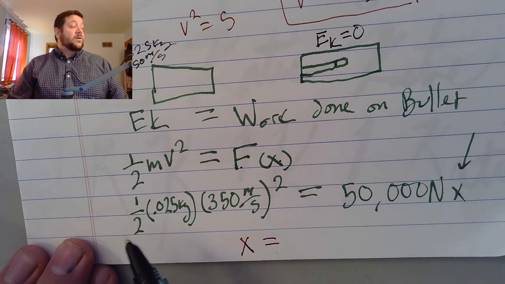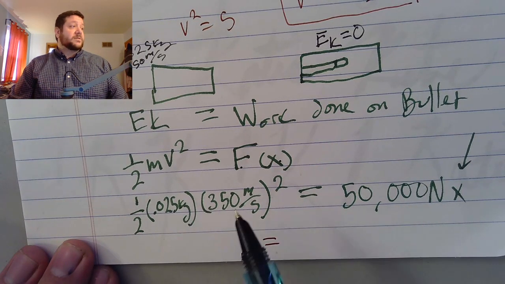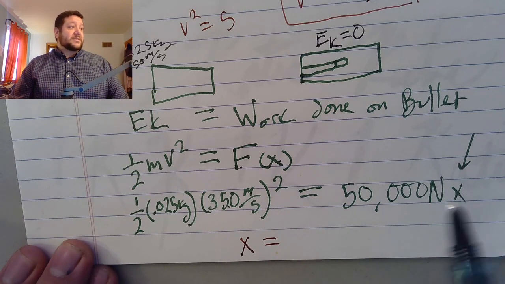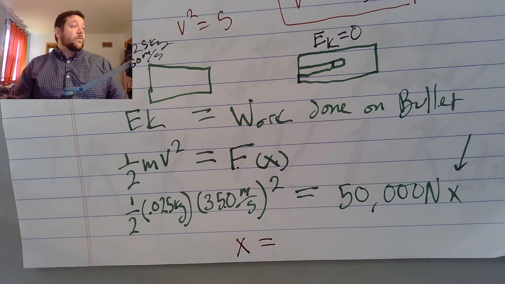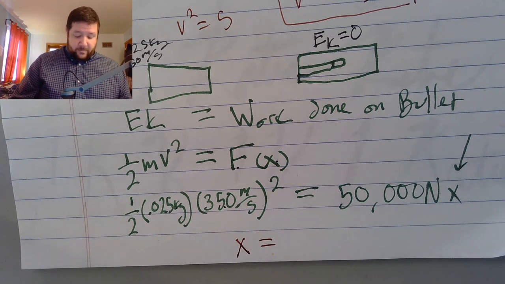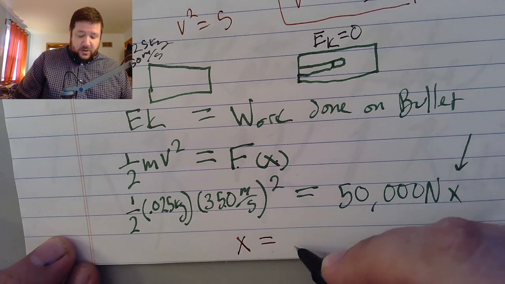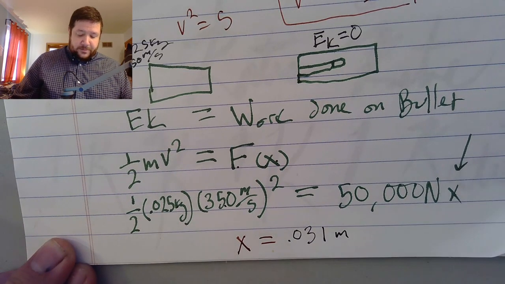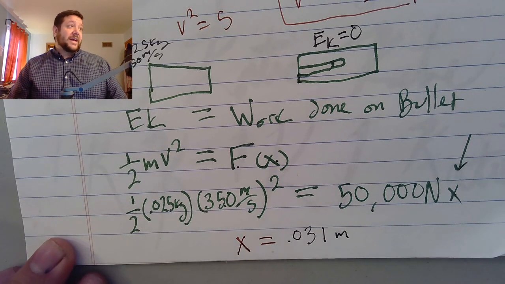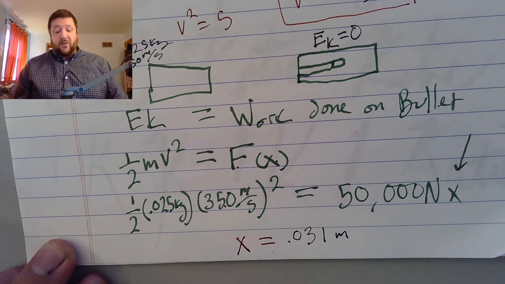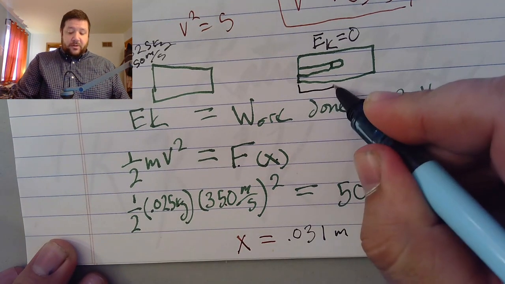That means that we get 1/2 times the mass times the velocity squared is equal to 50,000 newtons times the distance. And we'll go ahead and try and solve that for x. Once we do that in our calculators, you get x equals 0.031 meters. So if a bullet was actually moving this fast and had that mass, it could be stopped by a 3-centimeter piece of wood. And that's as far into the block as the bullet would go.